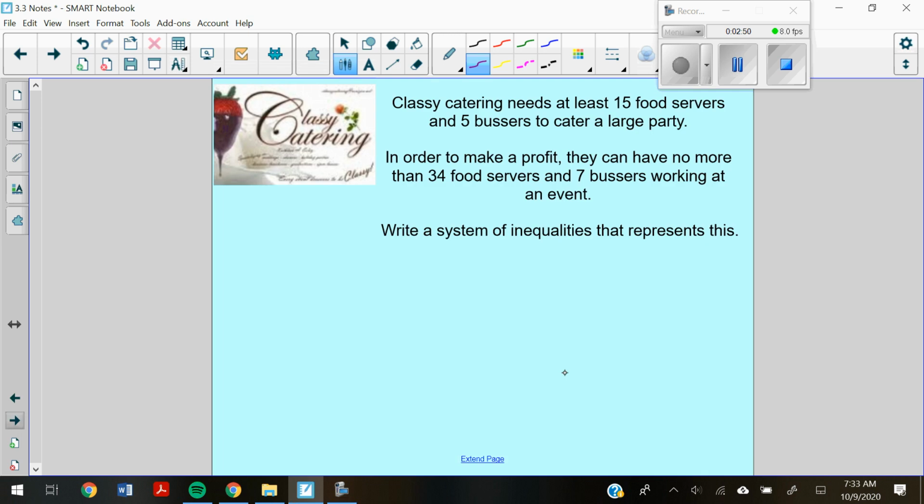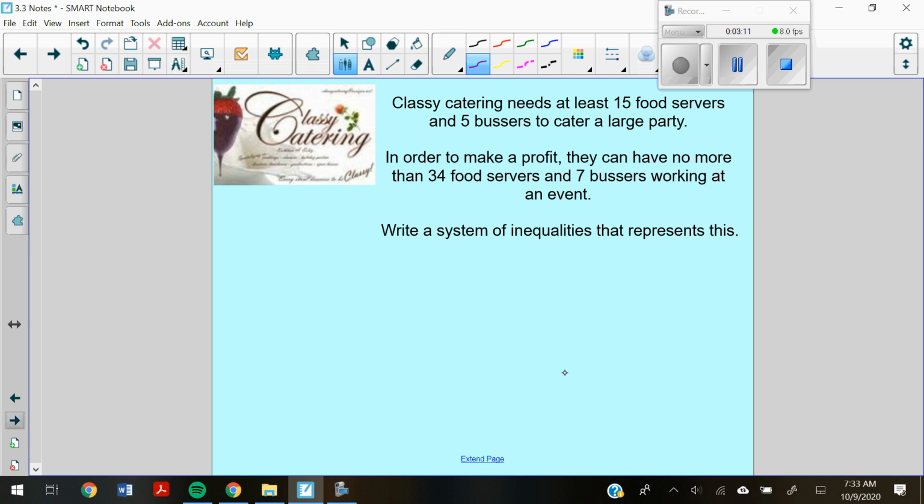All right, classy catering needs at least 15 food servers and 5 bussers to cater a large party. In order to make a profit, they can have no more than 34 food servers and 7 bussers working at an event. Okay, if they have more than that, they aren't going to make money on it. So write a system of inequalities that represent it.